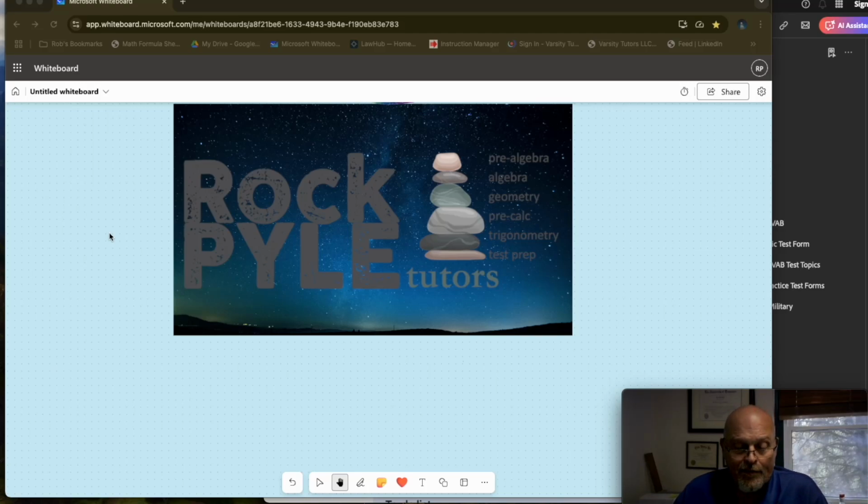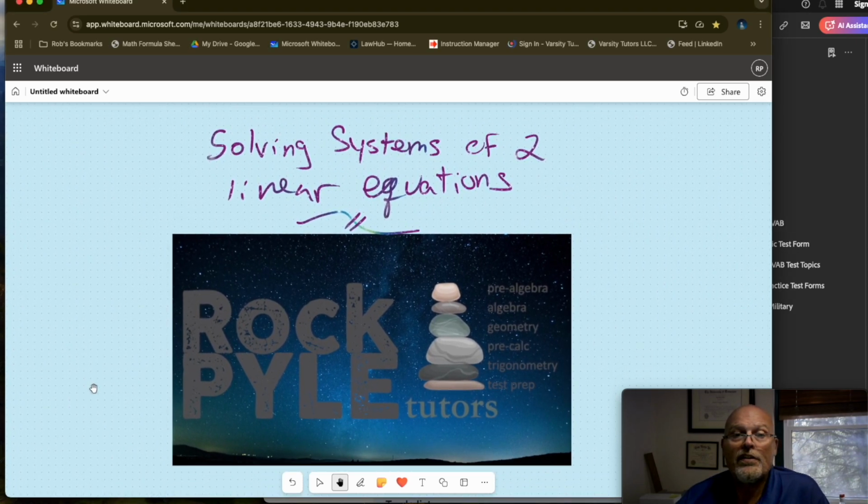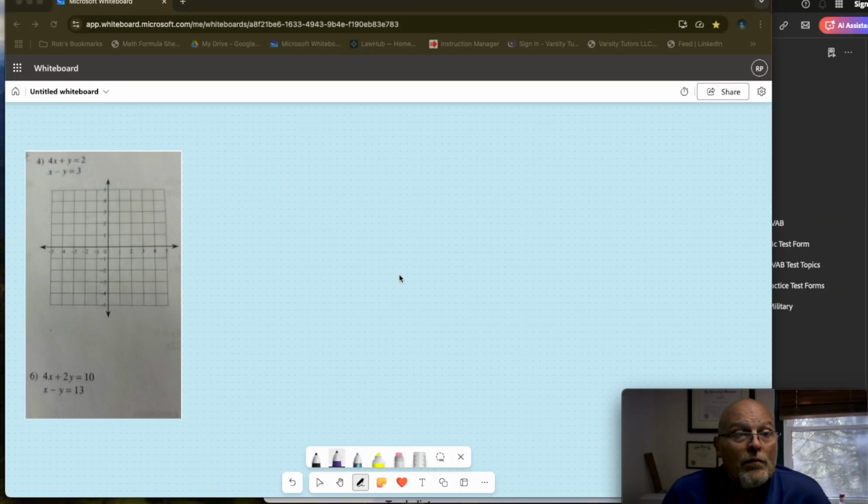This time we're going to 7th grade and talking about solving systems of linear equations. All right, here we go. This was sent in by someone who has decided that she is my favorite student, and I agree. So what we're doing here is we're solving systems of linear equations.